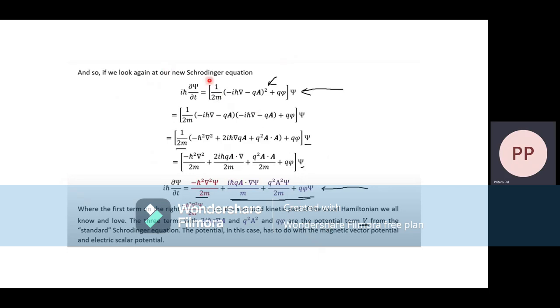So if we look again at our Schrodinger equation, we need to substitute that P, as we are in some magnetic field. The momentum will be modified to P minus QA. If we substitute the modified momentum into the equation, it will become like this. If you solve this, you will get something like this.